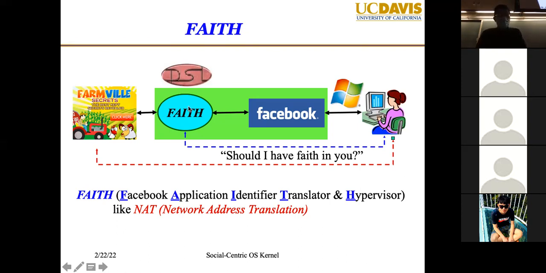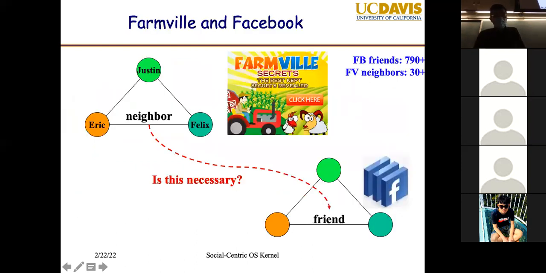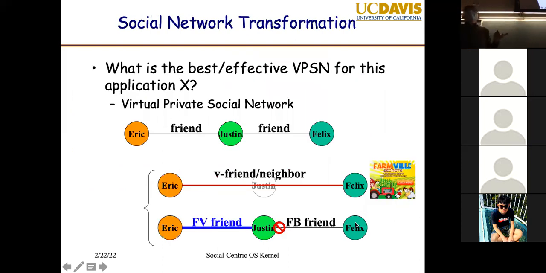So let me tell you what we did at a very high level. You have this relationship about the player, whether they're a neighbor, and the application requests, I have to know your friendship. So what we do is we transform the relationship. From Facebook to us, it's this relationship: Eric is a friend of Justin, Justin is a friend of Felix. That's the Facebook relationship. But we think that can be virtualized, so I have a way to virtualize.